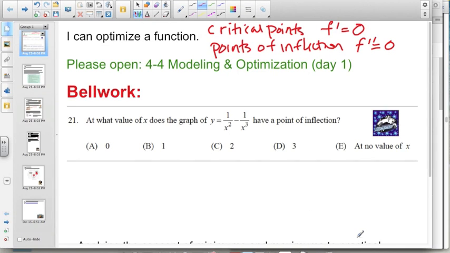So critical points, first derivative equal to 0, points of inflection, second derivative equal to 0. You've got about 2 minutes at your table. Come to consensus on the answer for this multiple choice, the no calculator. Is this a first derivative test or a second derivative test?